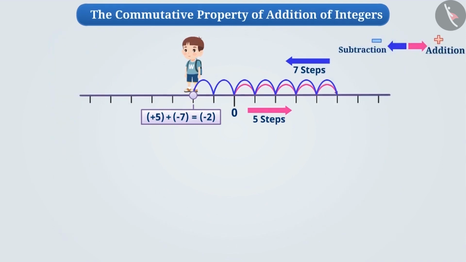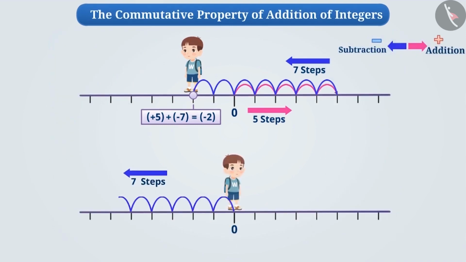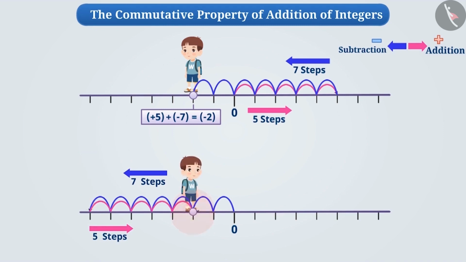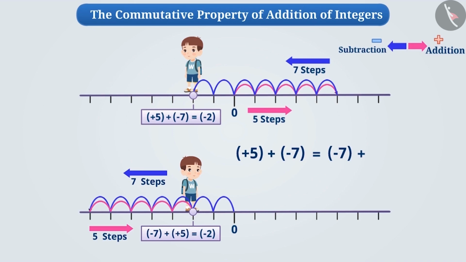Just think, if he went backward 7 steps and then moved forward 5 steps, he would still reach a point minus 2 because minus 7 plus 5 is equal to minus 2. Looking at both these conditions, we can say that plus 5 plus minus 7 and minus 7 plus 5 are equal. In this way, we can add plus 5 and minus 7 in any order. The result will be equal.